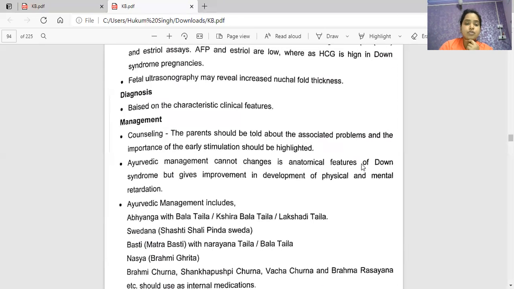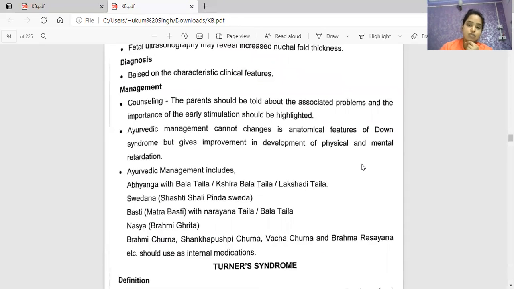Now we move to management. First is counseling. The parents should be told about the associated problems, and the importance of early stimulation should be highlighted. Ayurvedic management cannot change the anatomical features of Down syndrome, but gives improvement in the development of physical and mental retardation.